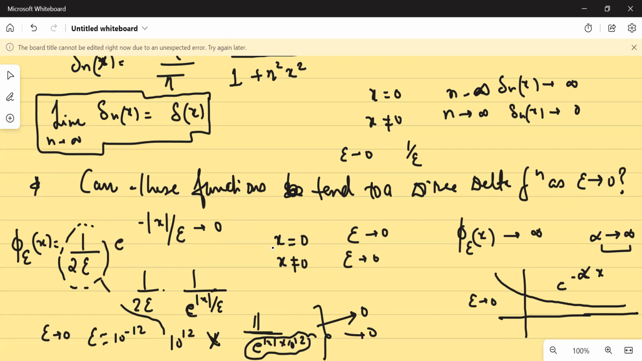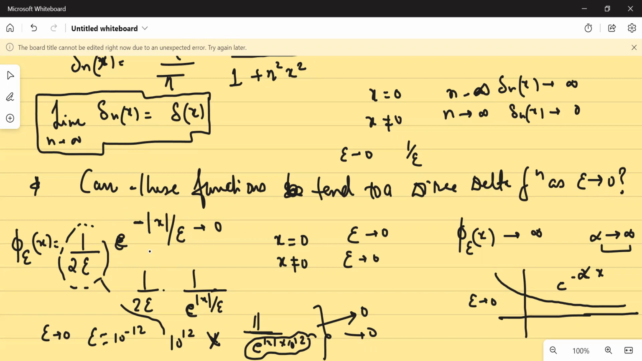So you can see that if x is not equal to 0 and the limit epsilon tends to 0, this entire term would move towards infinity raised minus, and this entire term would move towards 0 overall, because this is infinite. Here it is a negative sign. So overall, this will become 0.